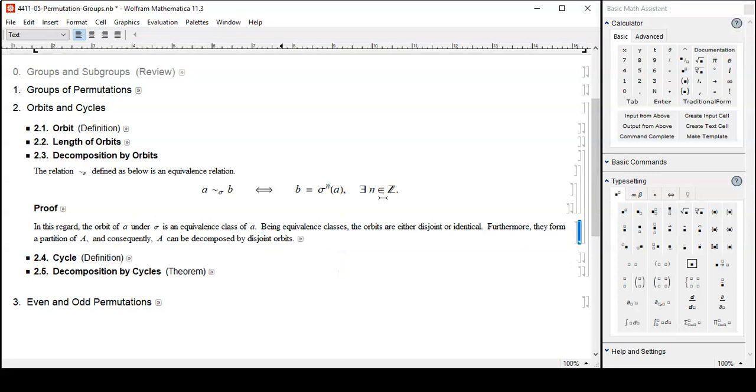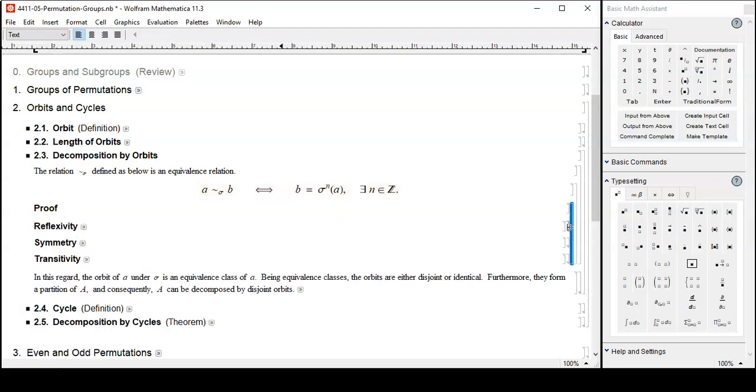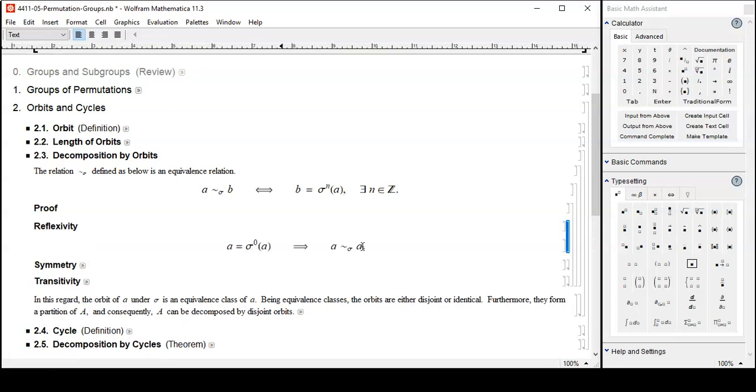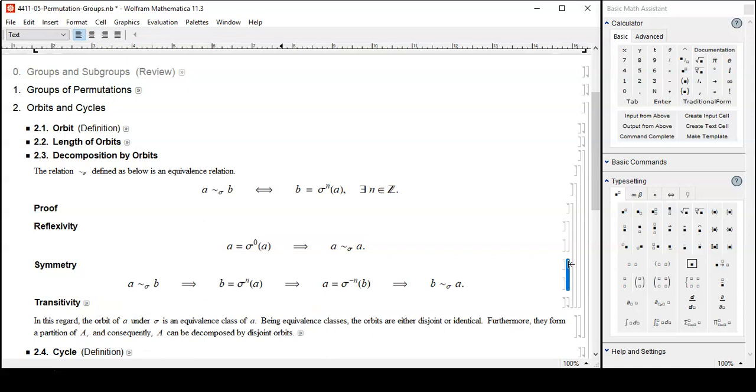Is this really an equivalence relation? Well, we have to check these three: reflexivity, symmetry, and transitivity. Reflexive, yes it is. All I have to do is consider sigma to the 0 power. Symmetric, yes indeed. All I have to do is convert the nth power into the negative nth power.